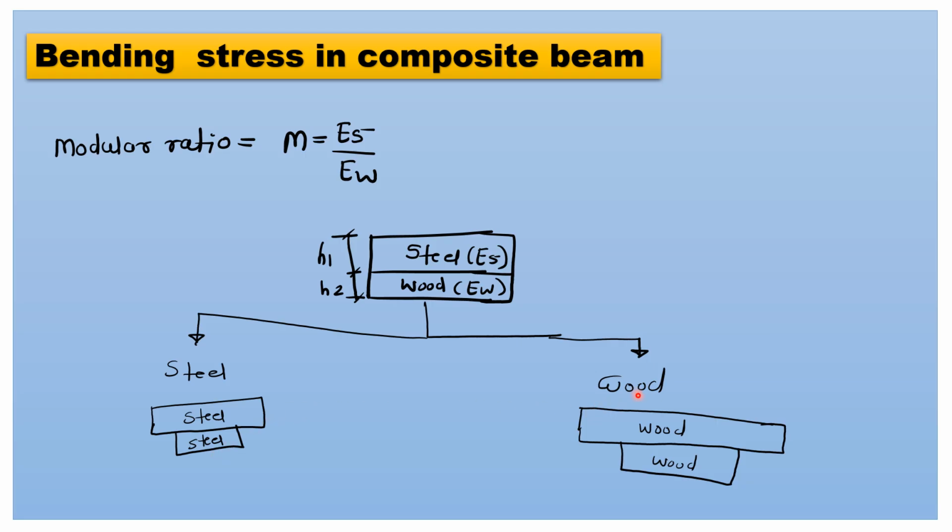And next, if we convert this steel into wood, wood is as it is in this diagram, but steel carries more load in a lesser area. In case of wood, we need more area to carry that particular load. So here we increase the area of the wood. If we convert the strong material into the weak material, then the area will be 1 by m times its original area. So this is about the composite beam.